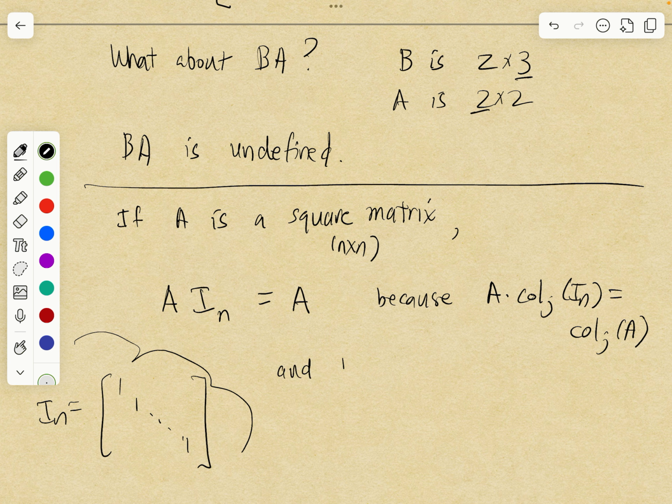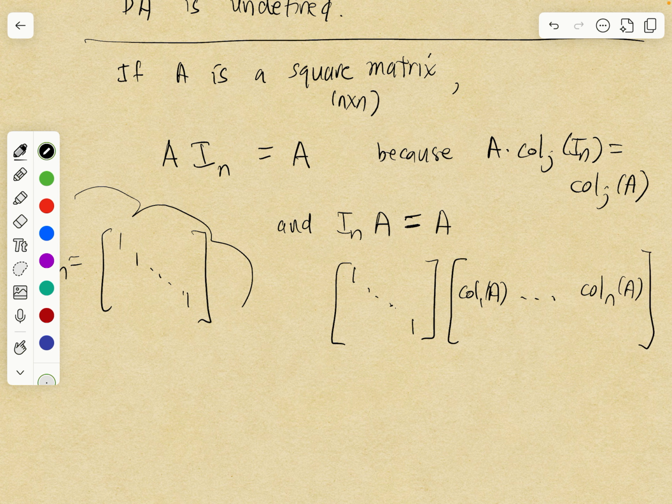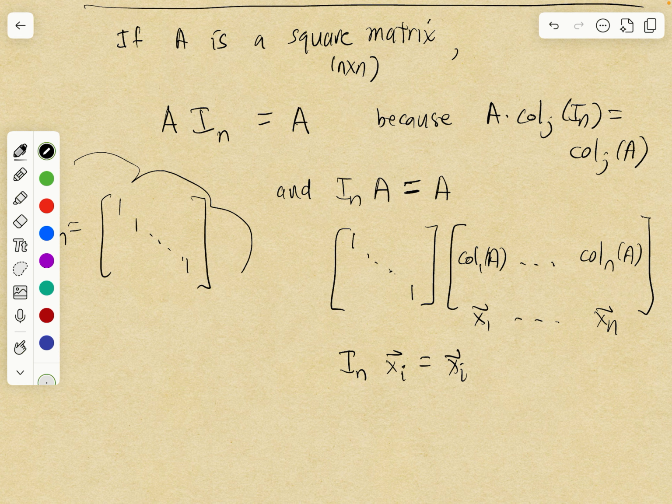And similarly, the n by n identity matrix times A is equal to A. Why is that true? If you have this identity matrix and then you multiply by the matrix A, let's write the columns as column 1 of A to column n of A. Let's call this vector x1 and the nth vector xn. We know that when you take the identity matrix and multiply by a vector x, you just get x, right? So if you multiply by the ith column vector, you just get the ith column vector. And so therefore you're not changing any of the columns, and so you're going to get A.